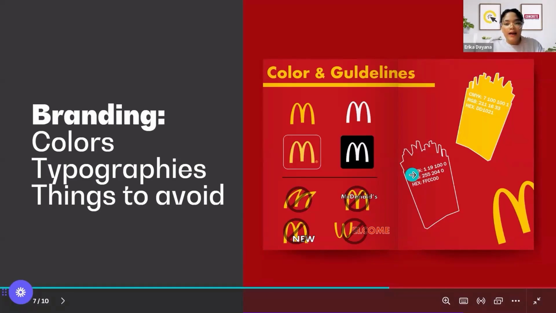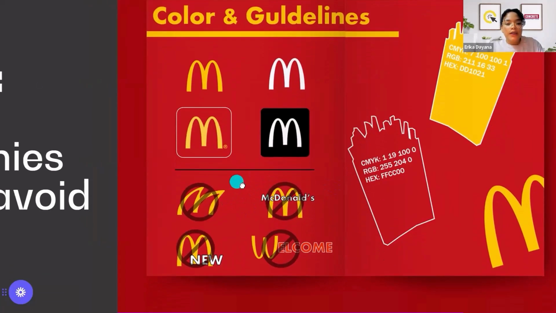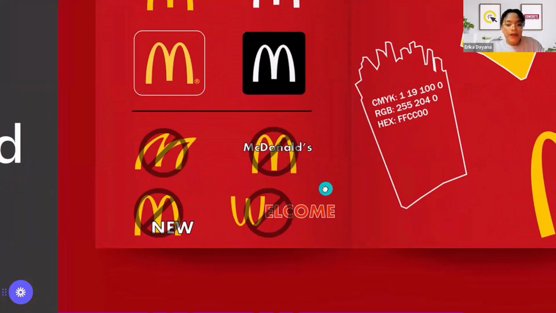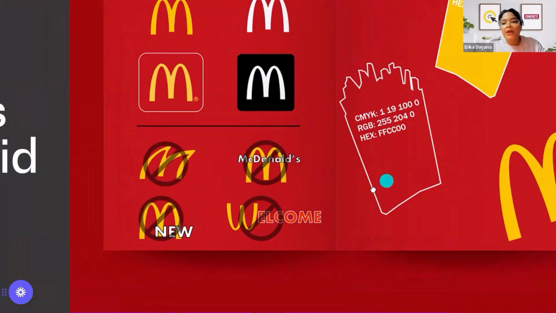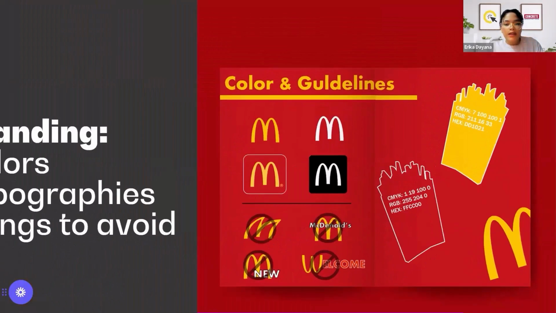In this case, grab this example for McDonald's. We can see they have all the don'ts: you can't distort the logo, can't use letters or text in front of it, or even use it upside down. And then we have all the color codes for CMYK, RGB, hex, and all of these work for printing, for digital media. And then hex is for Adobe Photoshop, Illustrator.